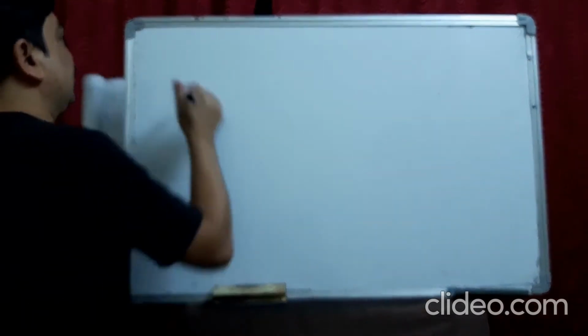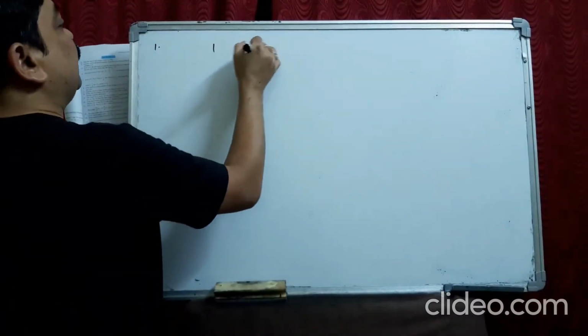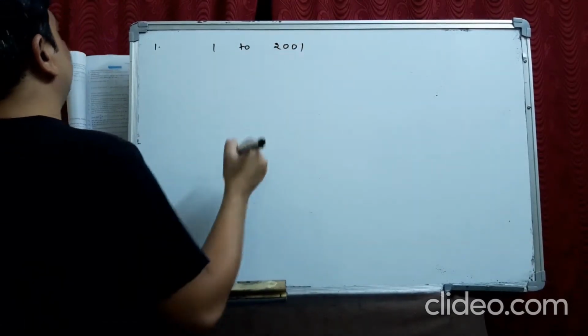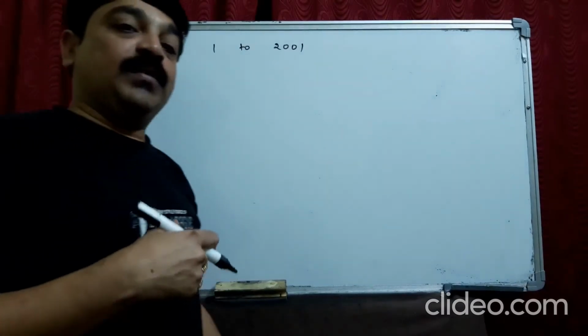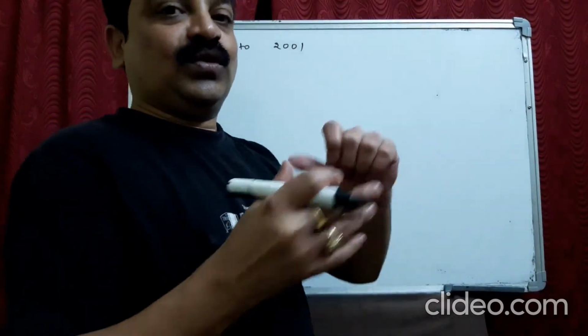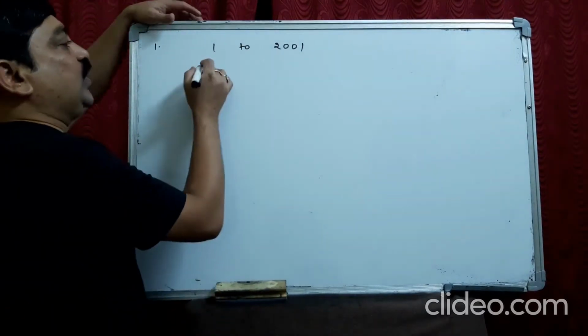First problem. Find the sum of odd integers between 1 to 2001. 1 to 2001, how many will be there? Don't tell, sir, it will be 1000 or 1001 or 999. We are not sure, so we go according to the process. So what do we have?